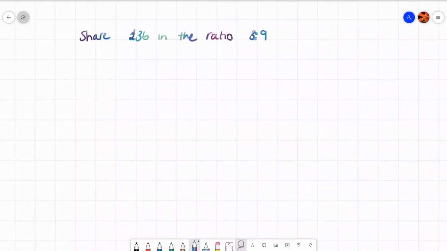Share £36 in the ratio 3 to 9. Somebody's getting three parts. And the other person's getting nine parts. How many parts is that all together? Well, 9 and 3 is 12. So we need to draw 12 boxes.